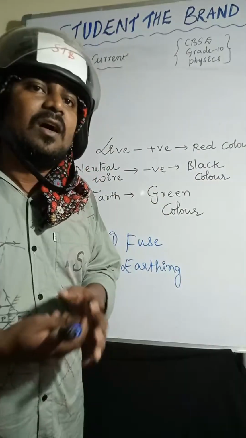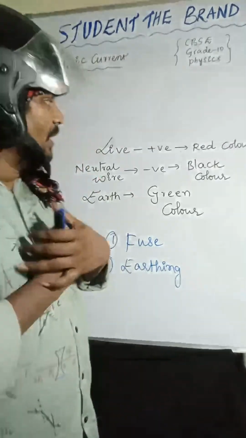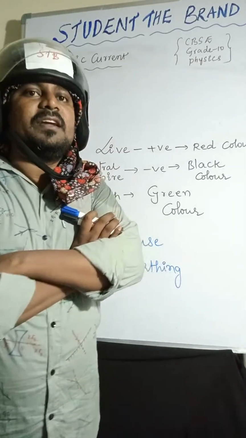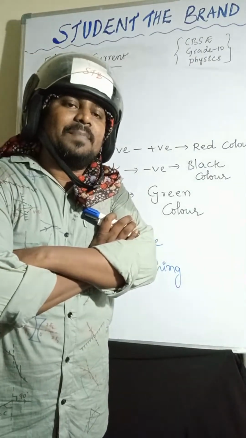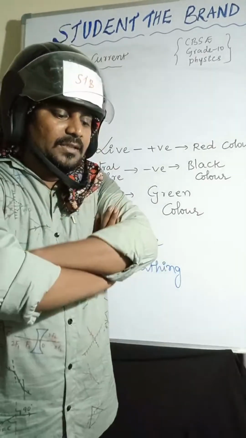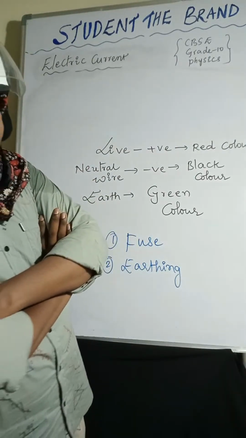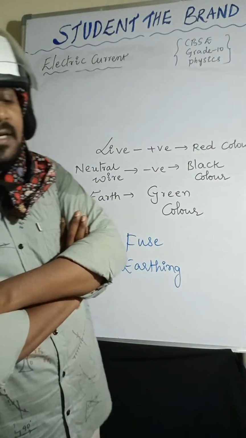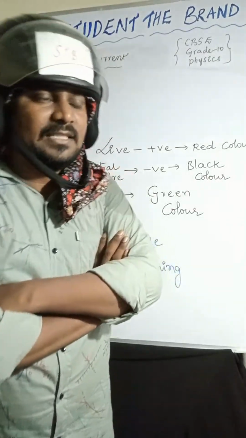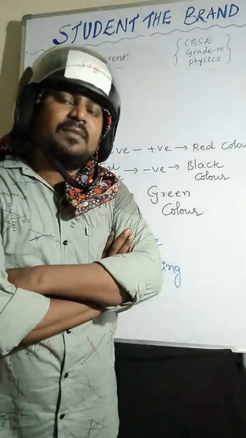These are the two safety measures we are using in households. Series combination and parallel combination: in households we use parallel combination. I hope it is very clear about electric current. So from the starting, what we discussed, we'll revise now. Electric current is the rate of flow of charge. SI unit of current is ampere, SI unit of charge is coulomb, SI unit of time is second.